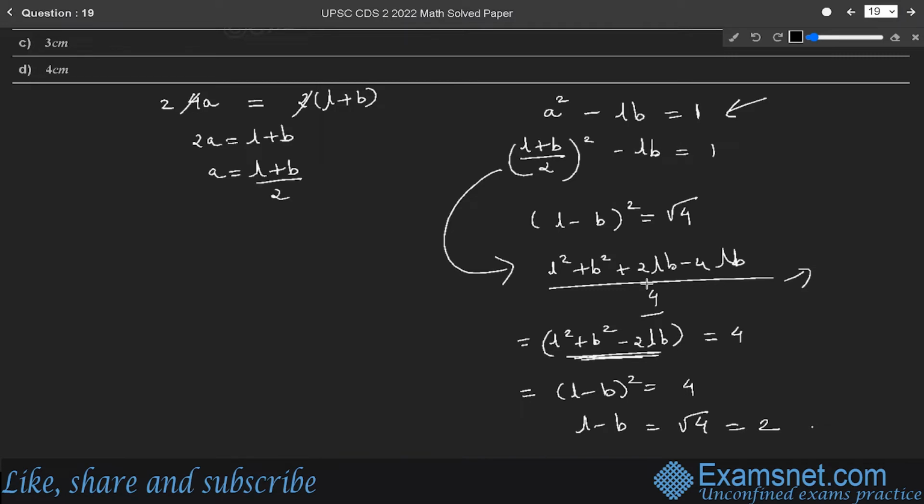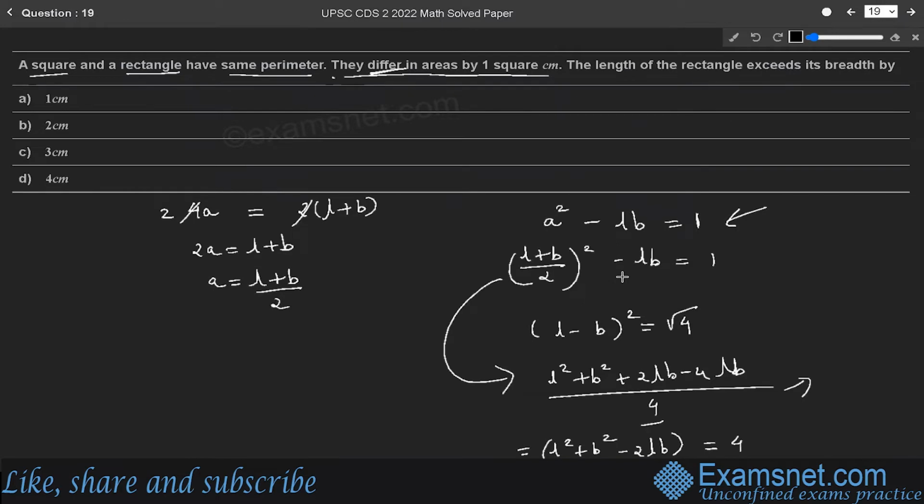So you can do it in any way that is easy for you. Either you can do this whole step or you can easily get the answer. It is up to you. So in this way, we get the difference of length and breadth, which is 2. So the correct option is option number B here.